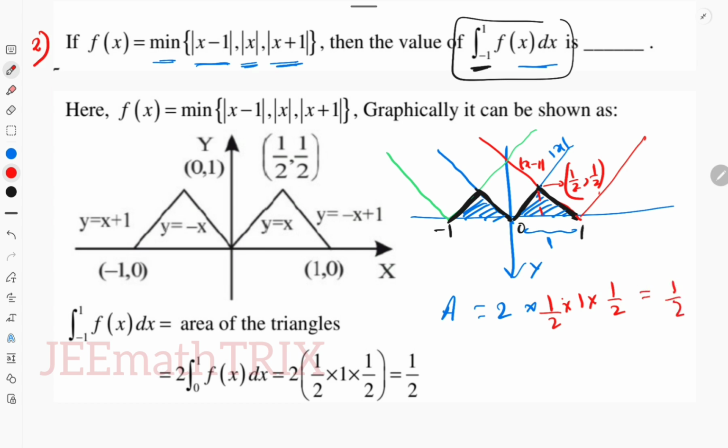So the total integration, this area plus this area, the total is 1 by 2.